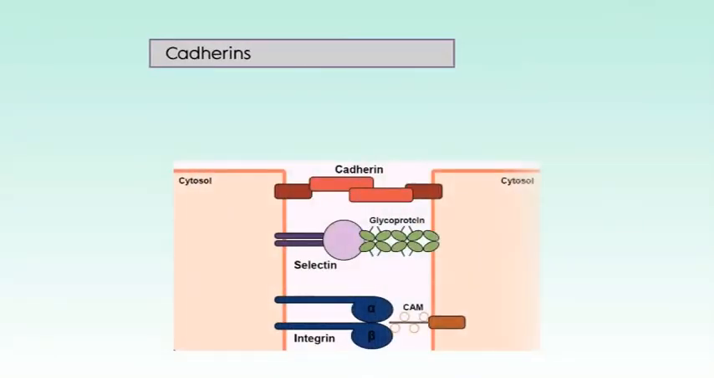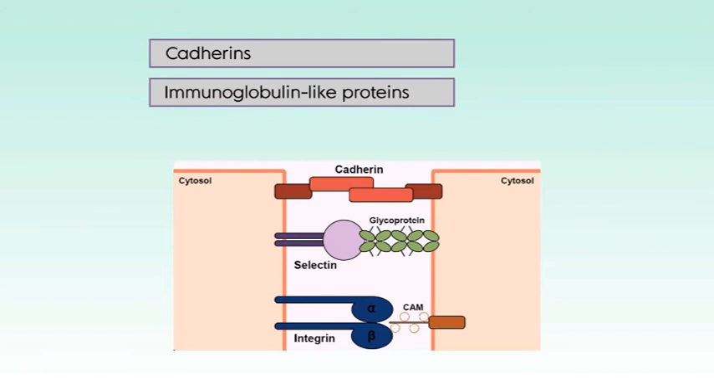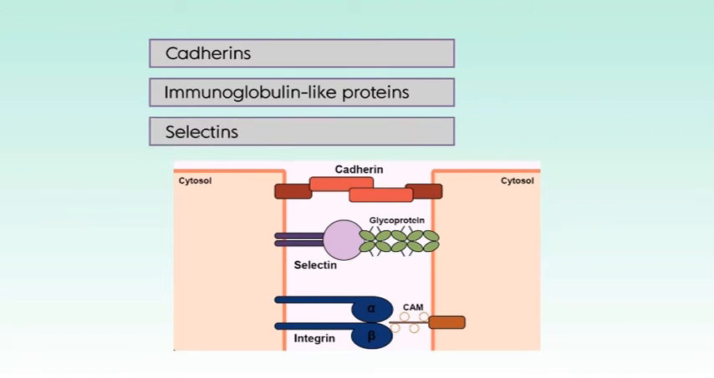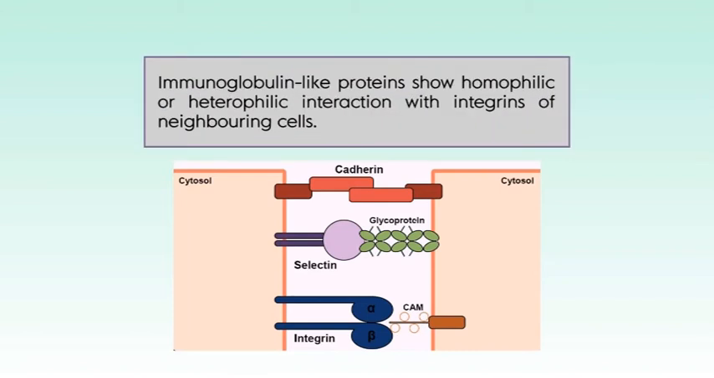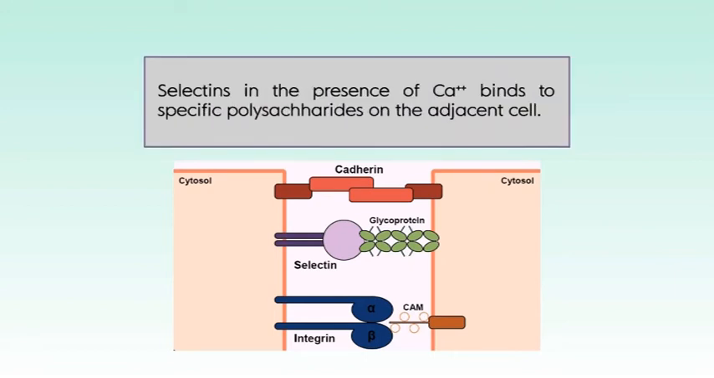At least 3 other families of plasma membrane proteins are also involved in surface adhesion. They are cadherins, immunoglobulin-like proteins, and selectins. Cadherins interact with cadherins of other cells. Immunoglobulin-like proteins show homophilic or heterophilic interaction with integrins of neighboring cells. Selectins, in the presence of calcium ions, bind to specific polysaccharides on the adjacent cell. They are an essential part of the blood clotting process.